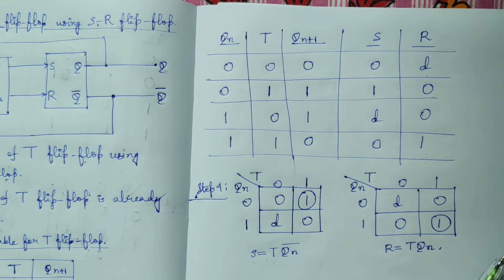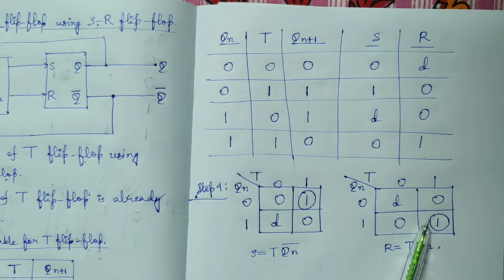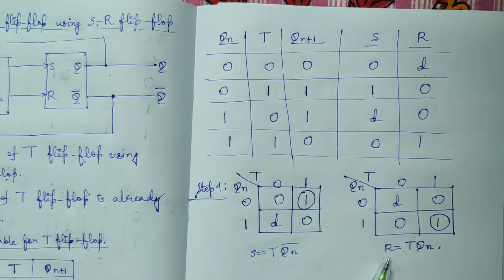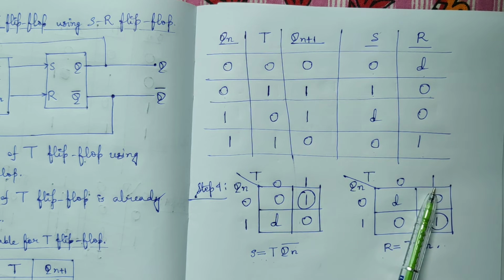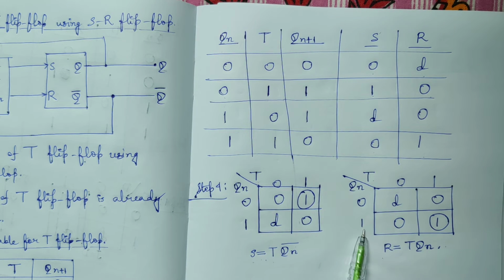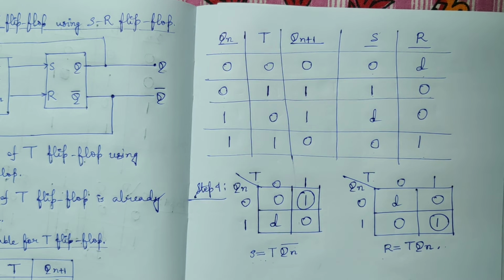So what will be the expression for R? We have to find out this expression of R using only this group. There is a group consisting of this 1 only. So R is equal to, here T is 1 and Qn is also 1. So R is equal to T into Qn.